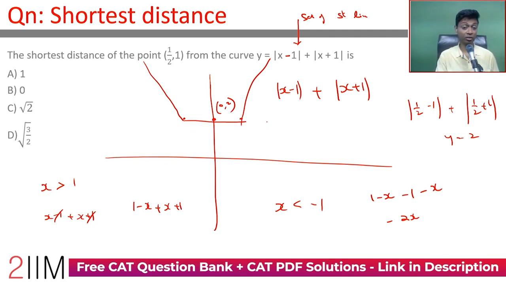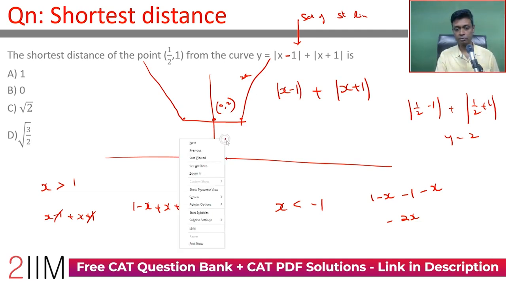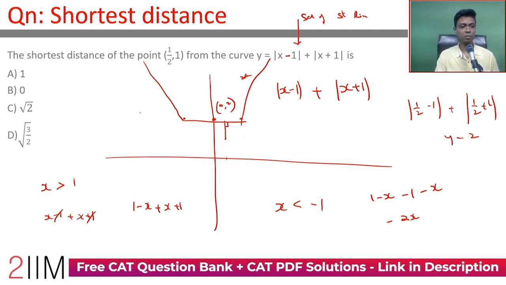So there's a point like this. It is 2 from minus 1 to 1, and then a curve with a slope of plus 2 here, slope of minus 2 here. The curve is going up. You're looking at the point half comma 1. So half comma 1. The shortest distance will be this perpendicular distance, which will be 1 unit.